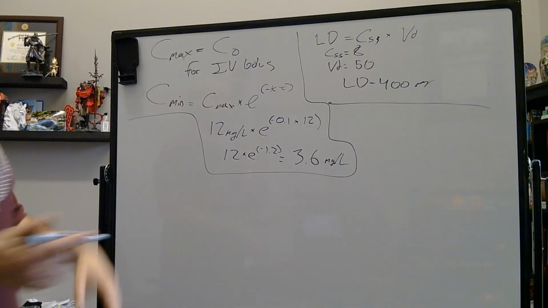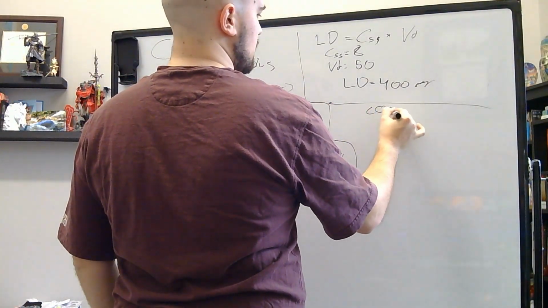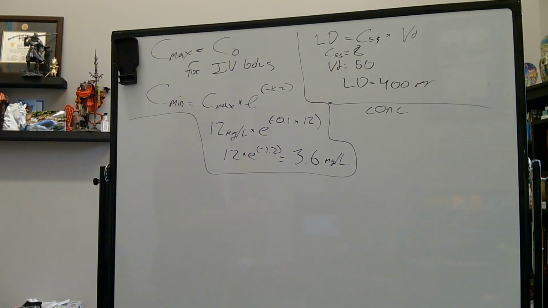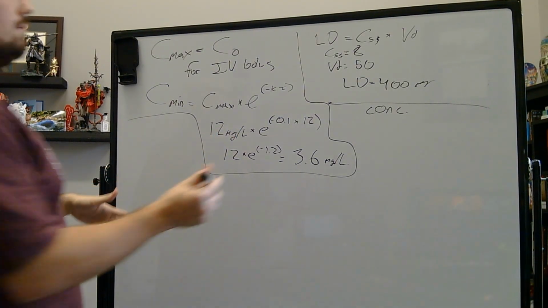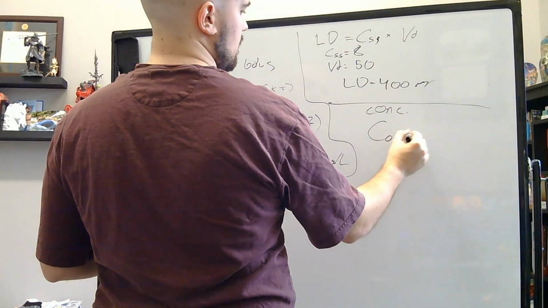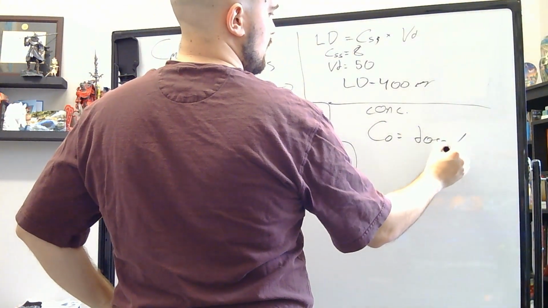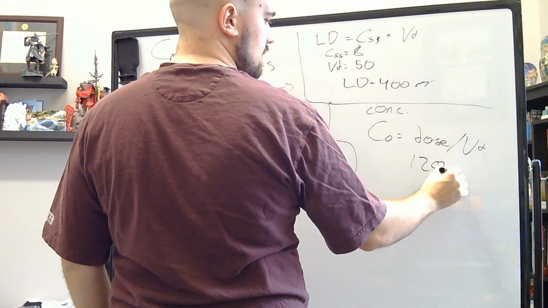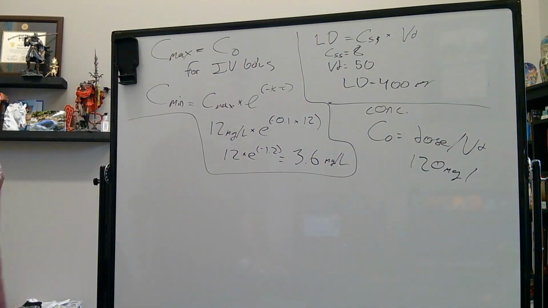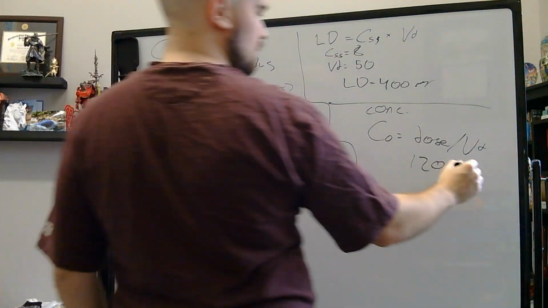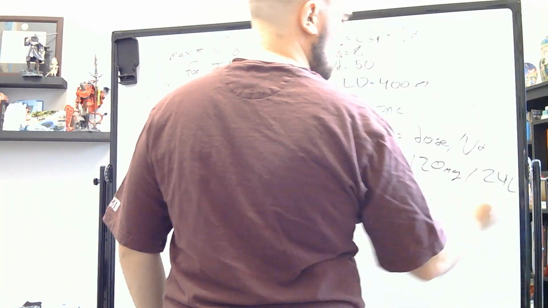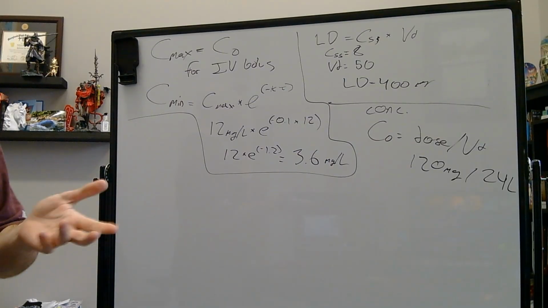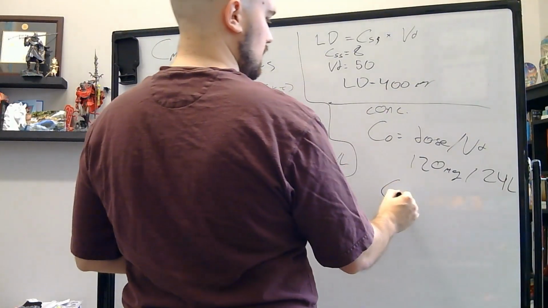This one is just the concentration. To find the concentration of a drug, you're just dividing the dose by the volume. So the concentration at 0 equals the dose that you give divided by the volume. The dose we gave is 120 milligrams, and let's say our volume is 24 liters for this one. You would divide these together, and your concentration would be 5 milligrams per liter.